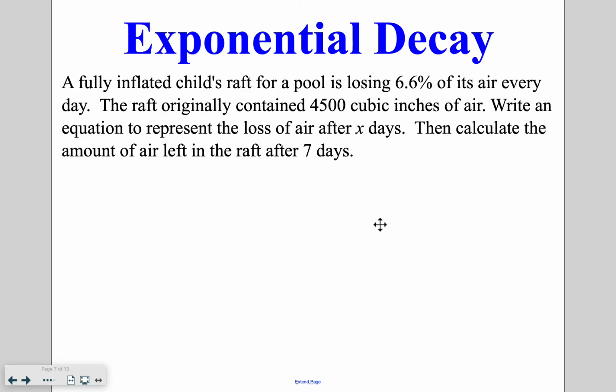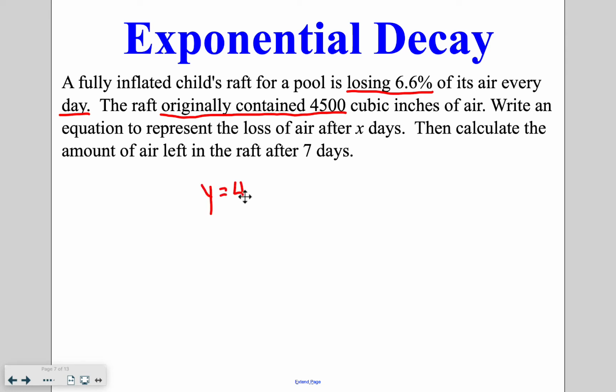So a fully inflated child's raft for a pool is losing 6.6% of its air every day. So losing is indicating that it's decay, 6.6% of its air every day. So we should be doing time in days. The raft originally contained 4,500 cubic inches of air. So that is our original value. Write an equation to represent the loss of air after x days, then calculate the amount of air left after 7 days. So once again, we start with just our general equation.